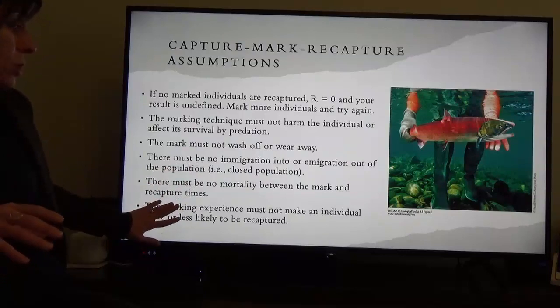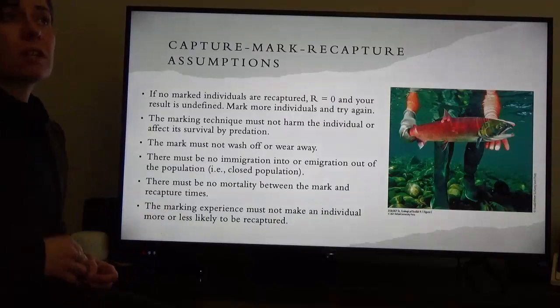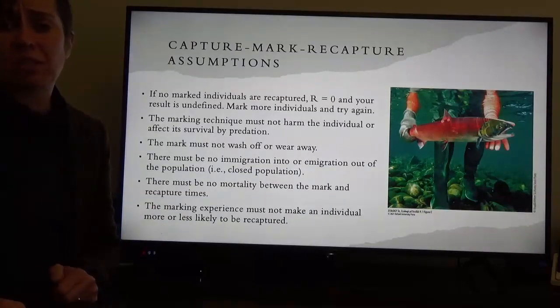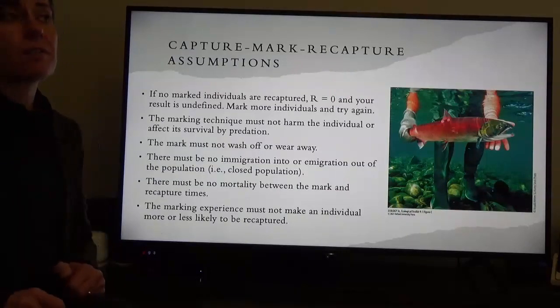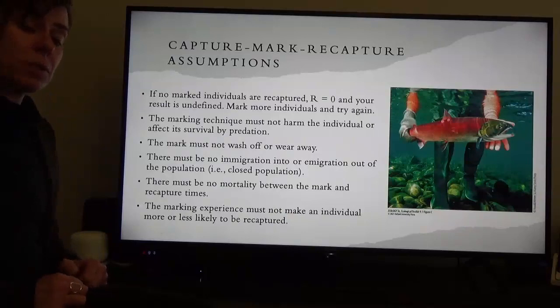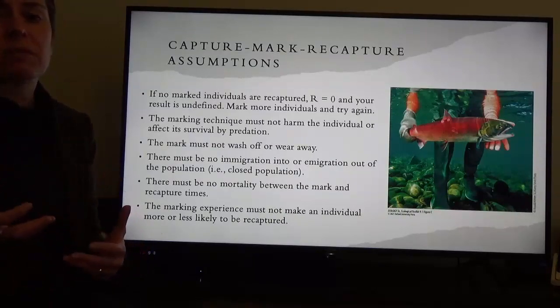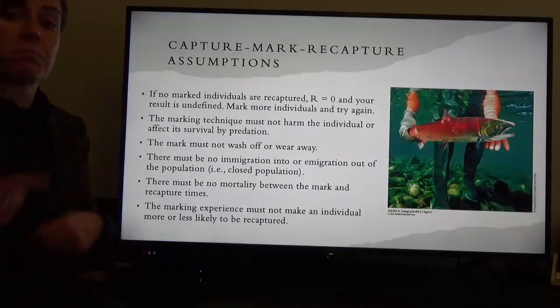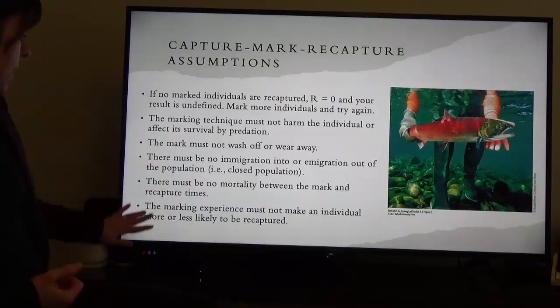And it assumes that there's no mortality between the mark and recapture times. So if you mark individuals in 1 year and come back 5 years later, probably your capture, mark, recapture method's not going to work very well unless these are exceptionally long-lived individuals that don't have a high mortality rate at all. So you have to know something about the biology of the species in order to know the frequency that you have to recapture them to get a good estimate, okay?